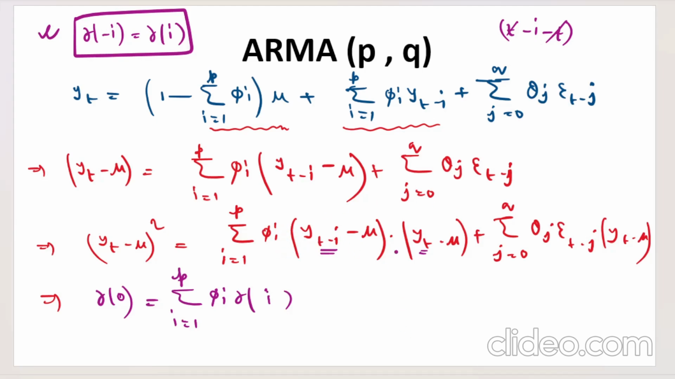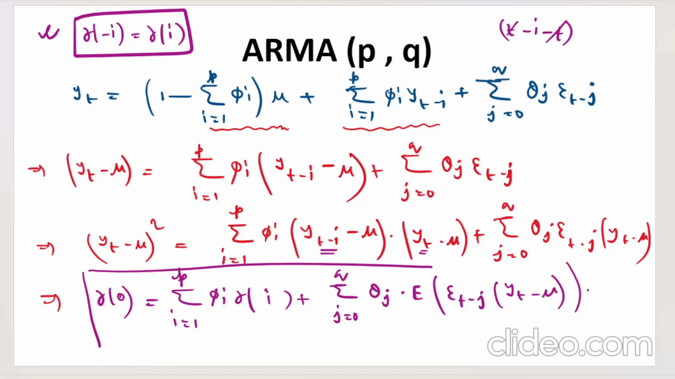So expectation of this into this, that will be in the covariance format. So basically gamma i plus summation j from 0 to q, then you have theta j into expectation of this. Right? This is what you have.